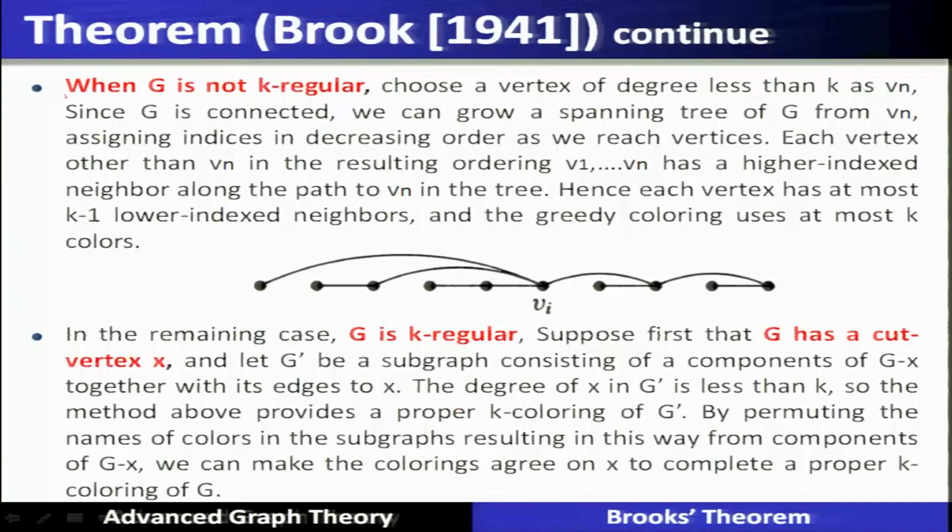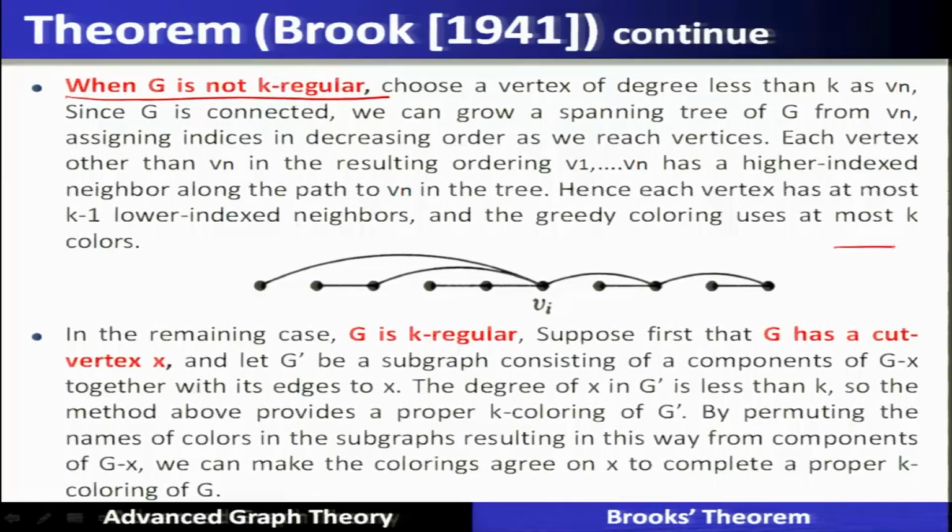Consider that here the graph G, which is given, is not a k regular graph. So what we will be doing? We will choose a vertex of degree less than k. So let us take an example of a graph which is not k regular. That means not all vertices are having degree k in a particular graph.